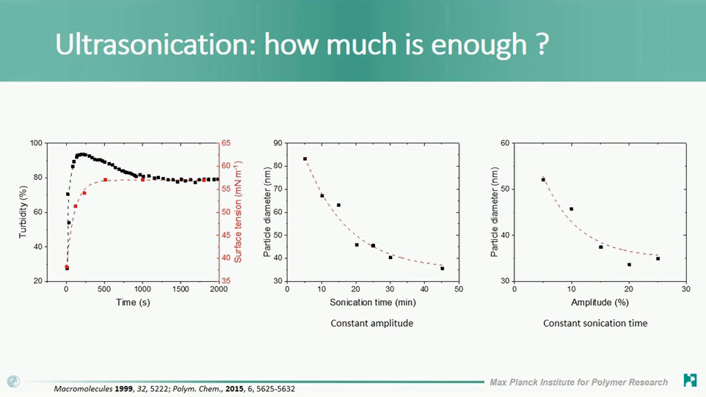dilute them and measure the size, and then we could measure the particle diameter that are formed for different sonication time or different amplitude. So if we keep the amplitude constant and increase the sonication time, we see that at some point we reach more or less the equilibrium.